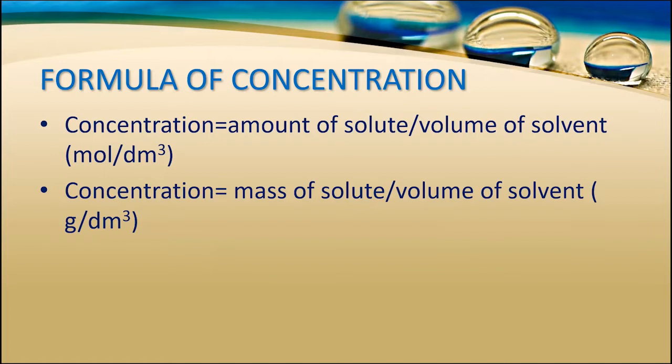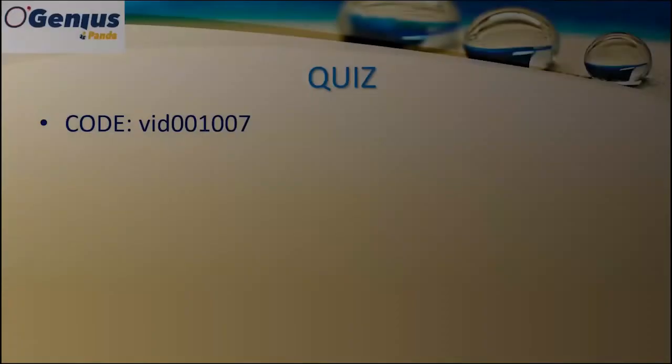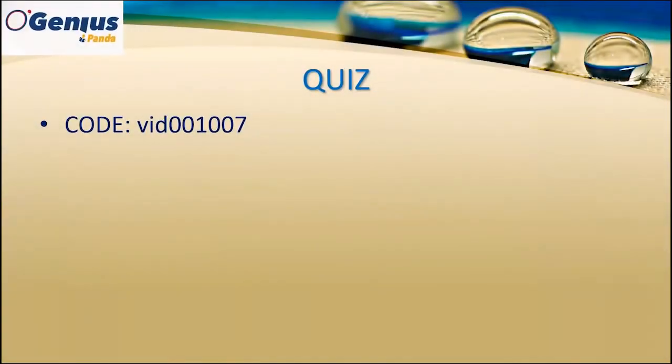And when concentration is expressed in mass per volume, we get grams per decimeter cubed or grams per liter. So it's the mass of the solute over volume of solvent or the total solution. Now let's go to the simulation and see how we can use the simulation to prepare various solutions.